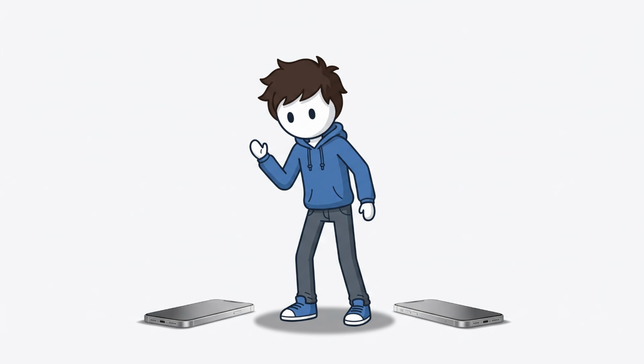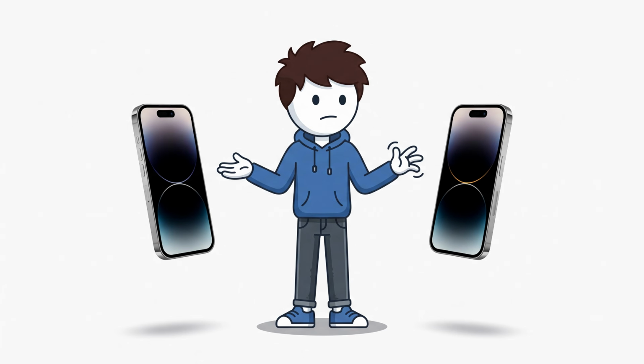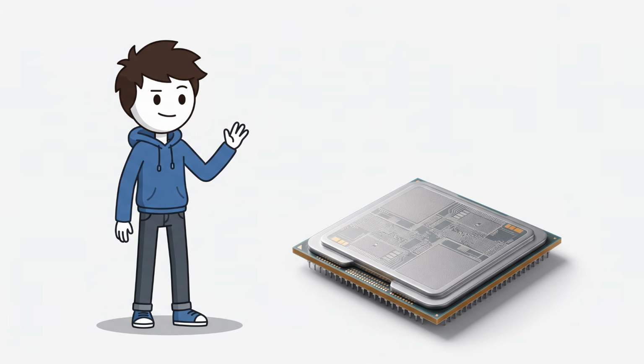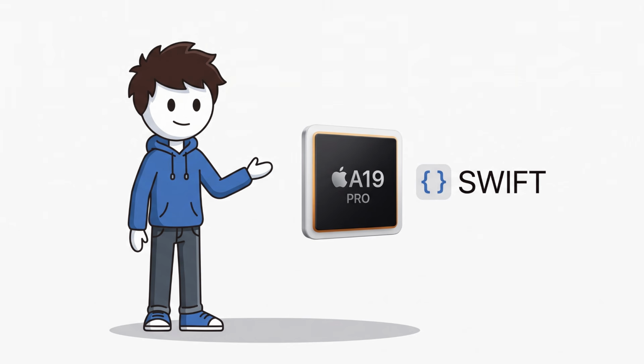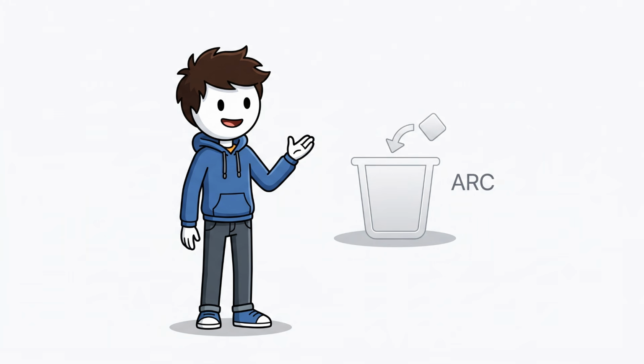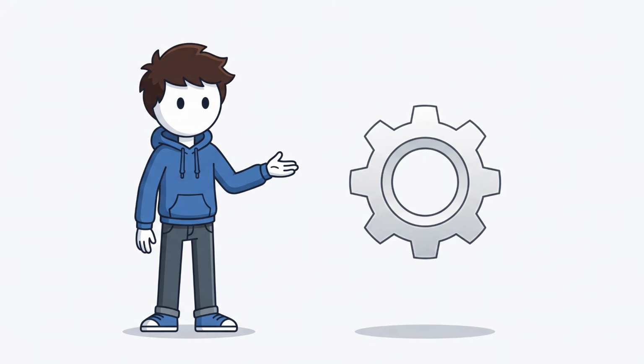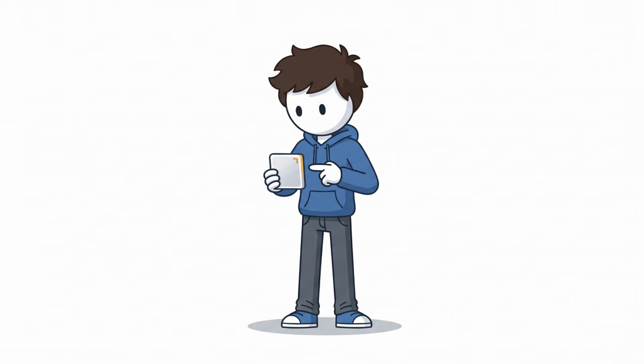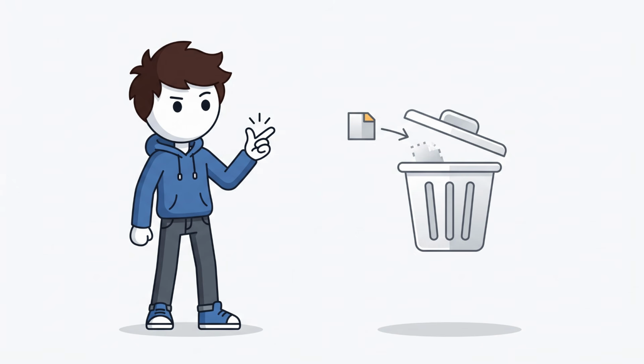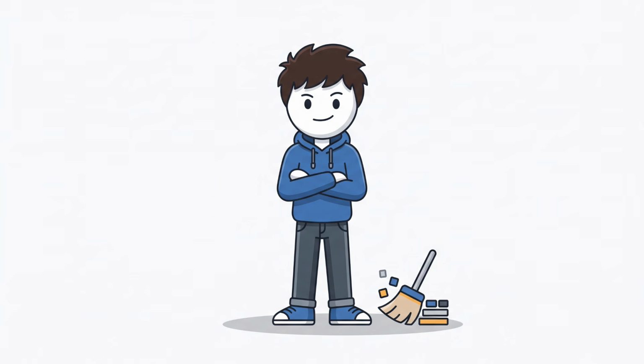This is arguably the biggest reason two phones with similar sounding chips can feel completely different day to day, and it has nothing to do with the silicon itself. iOS apps are written in Swift, and Swift manages memory using something called automatic reference counting. In plain terms, the compiler figures out ahead of time, before the app even runs, exactly when a piece of memory is no longer needed, and inserts the instruction to free it right then. It's deterministic, there's no waiting, no cleanup pass later.